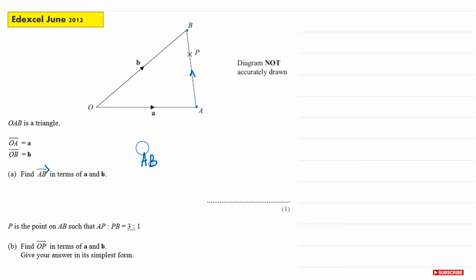Well, vector AB is going to be literally just going the opposite of a. We're going this way and then we're going that way. So it's negative a plus b. And that's what you would put. You could write b take away a. So that is your answer, guys.